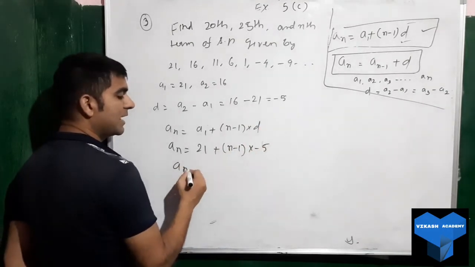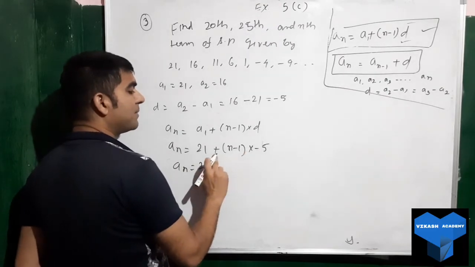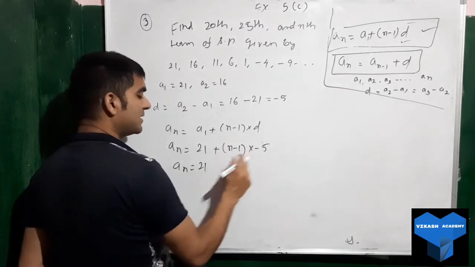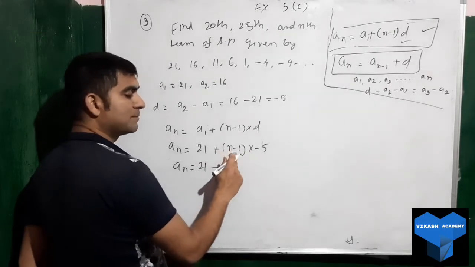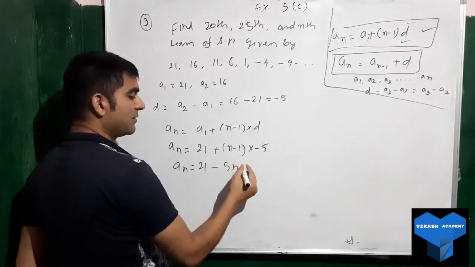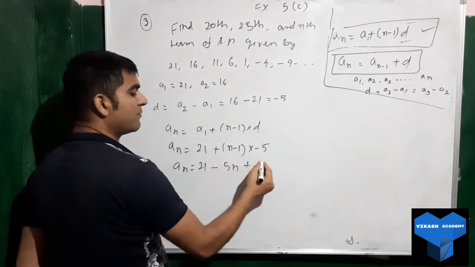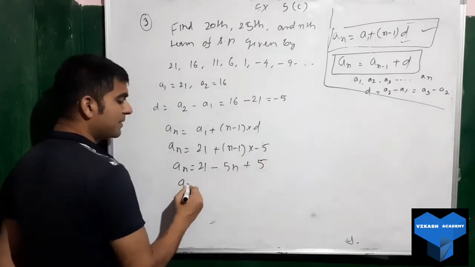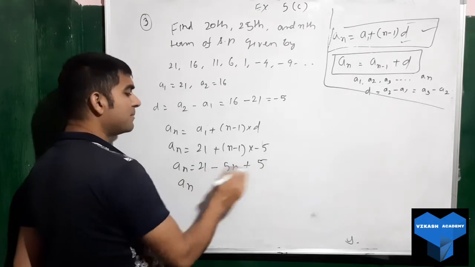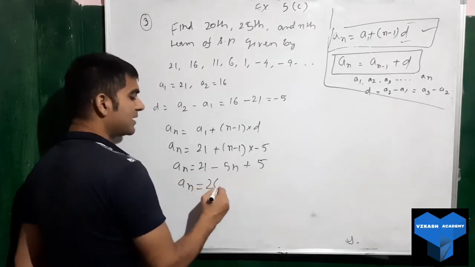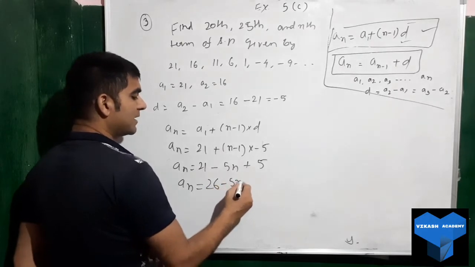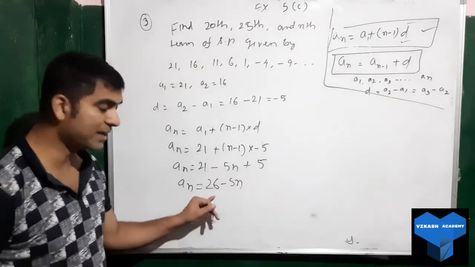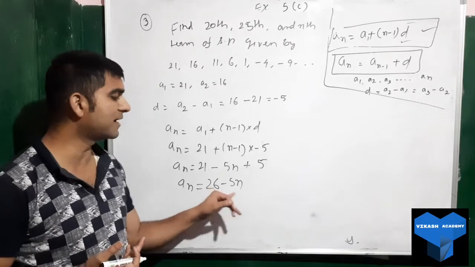Now an will be 21 plus, plus into minus, so it will be minus 5 into n, 5n. Then minus into minus, we will have plus 5 into 1, 5. Now an will be 21 plus 5, we have 26, minus 5n. Now you got the nth term, we cannot simplify further, so we have 26 minus 5n.